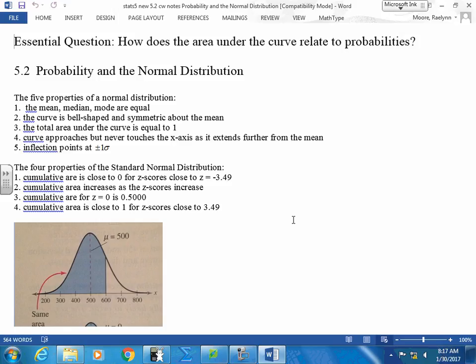So what we're going to do is take this and go back to our normal curve. I do mine a little differently than they do.